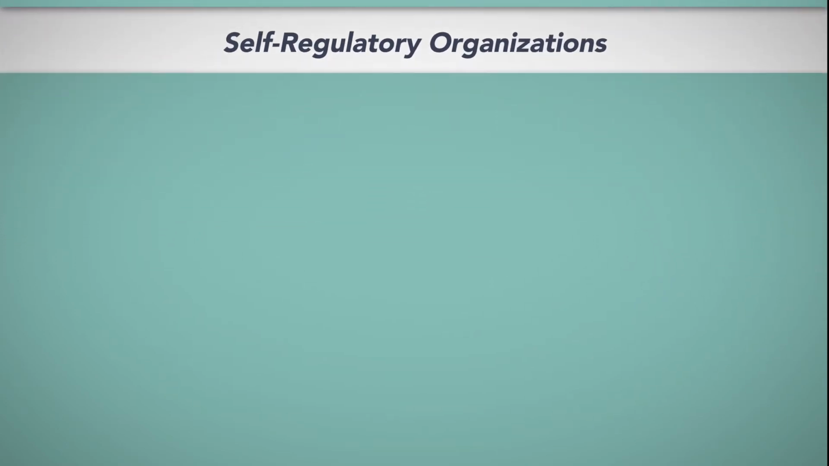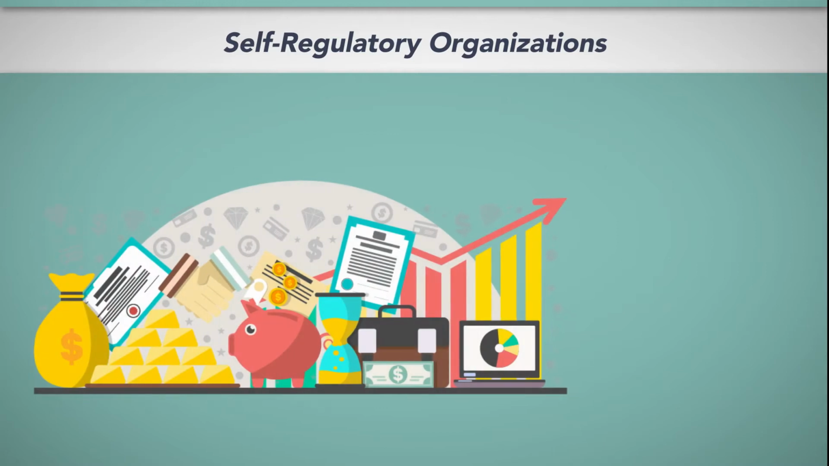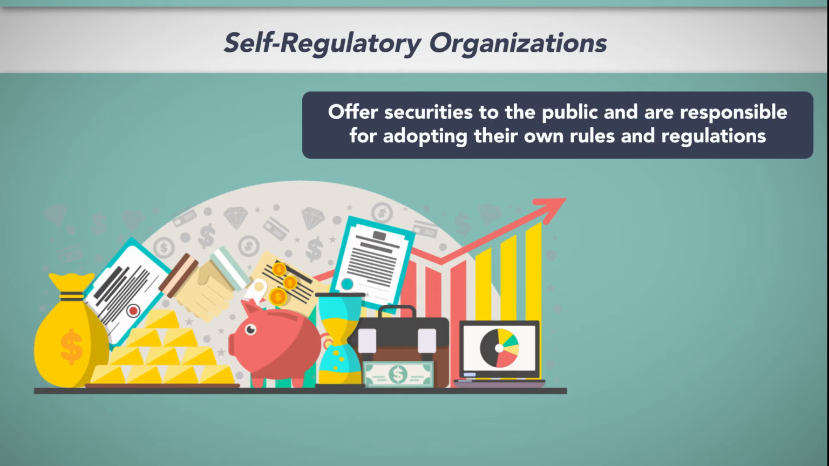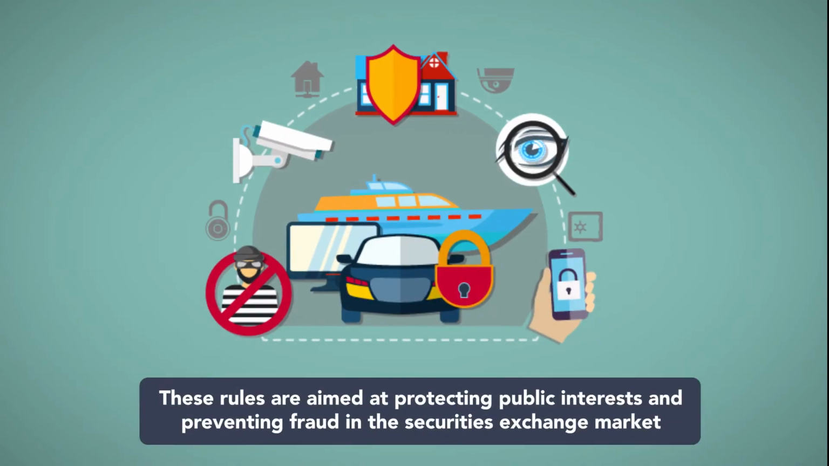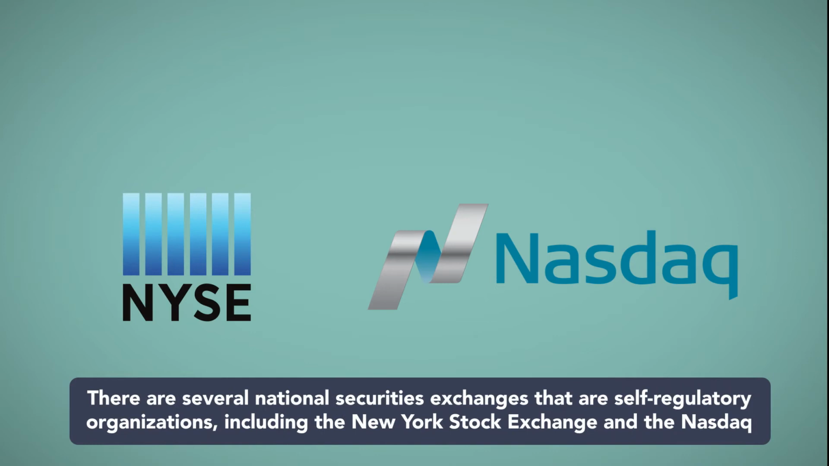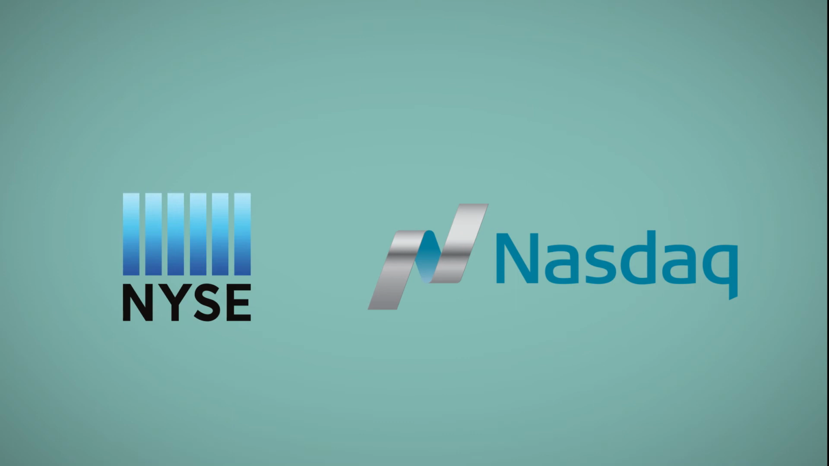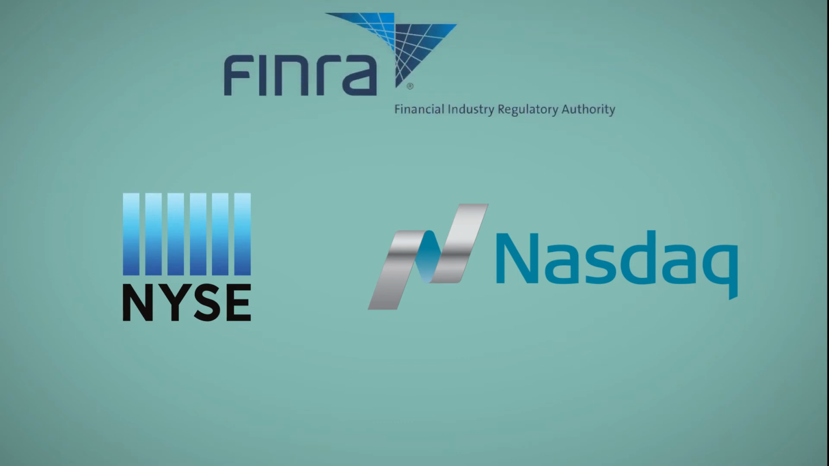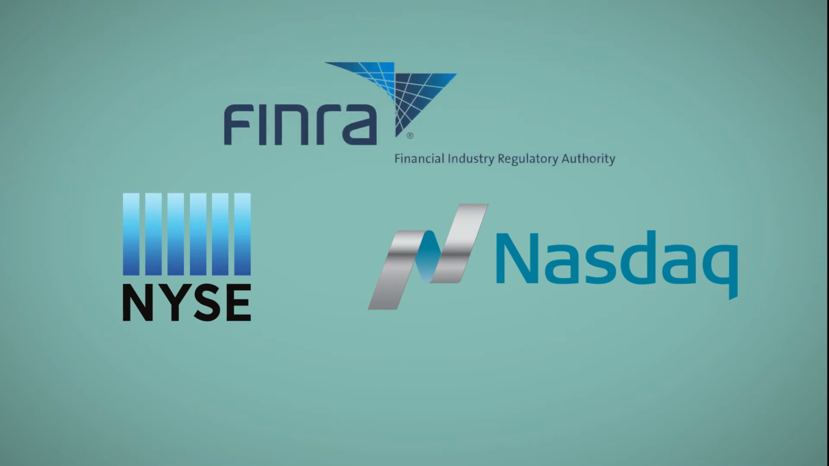Self-regulatory organizations. Within the securities market, self-regulatory organizations offer securities to the public and are responsible for adopting their own rules and regulations. These rules are aimed at protecting public interest and preventing fraud in the securities exchange market. Currently, there are several registered national securities exchanges that are self-regulatory organizations, including the New York Stock Exchange and the NASDAQ. Additional oversight of SROs is conducted by the Financial Industry Regulatory Authority.